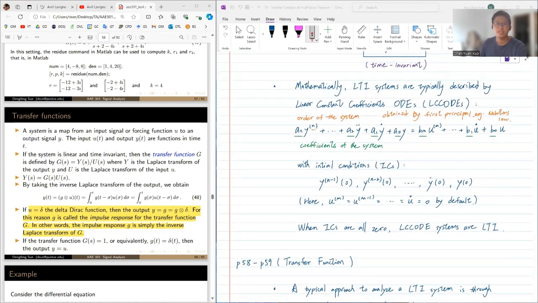Before I wrap up the introduction of LTI systems, I'd like to mention that an LTI system is typically described by a linear constant coefficients ordinary differential equation, or LCC-ODE, along with a set of initial conditions. An LCC-ODE for a system can be obtained by physics laws such as Newton's second law, and is typically in the form of the equation shown here.